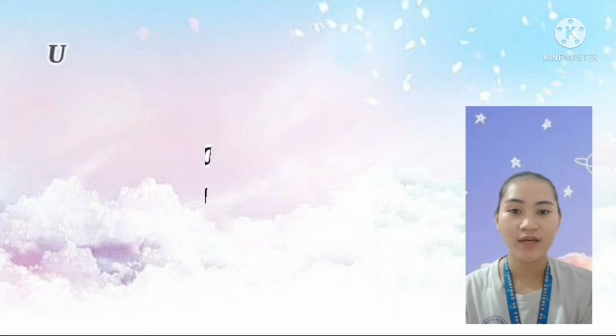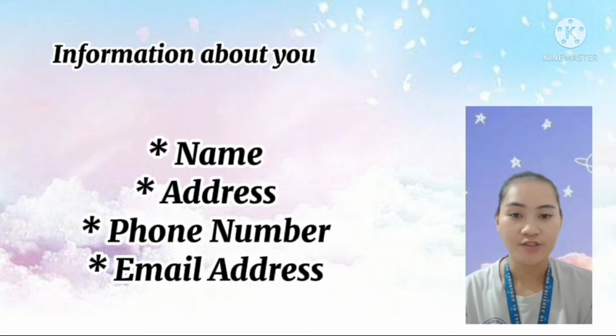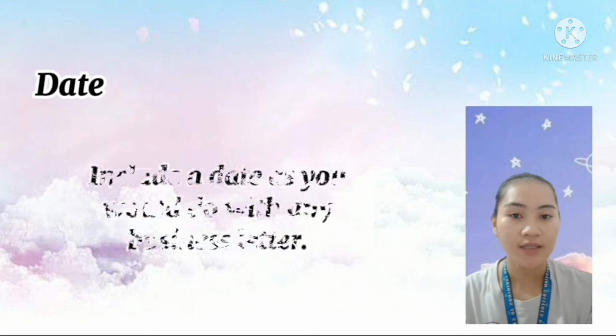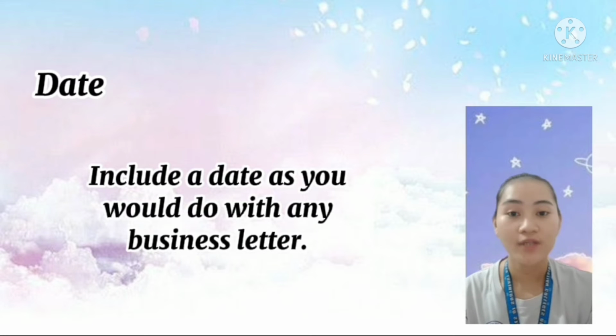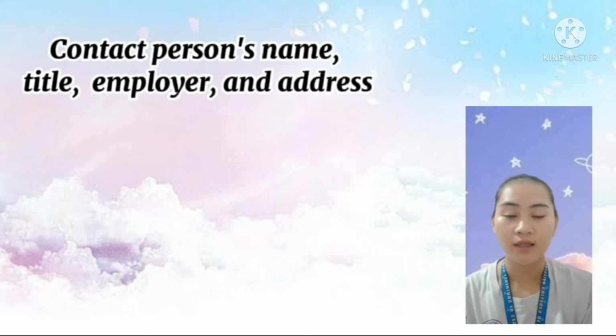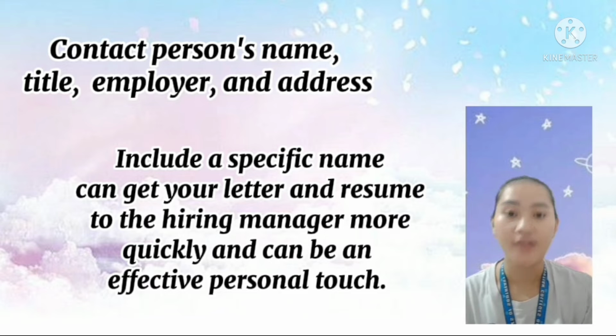So let's begin with the information about you. It includes your name, address, phone number, and email address. The second one is the date. So include the date when you are applying for a job. The third is the contact person, title, employer, and address. It should include the hiring authority's name, the address, the title, and also the company name.